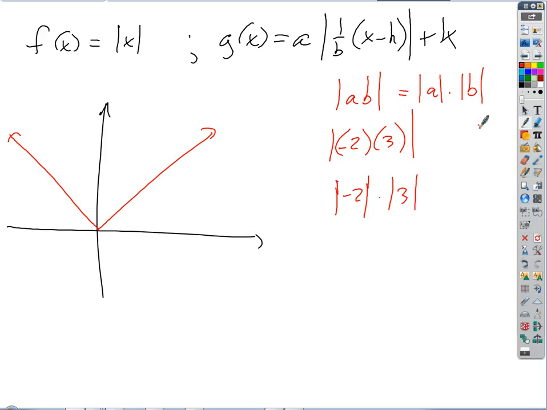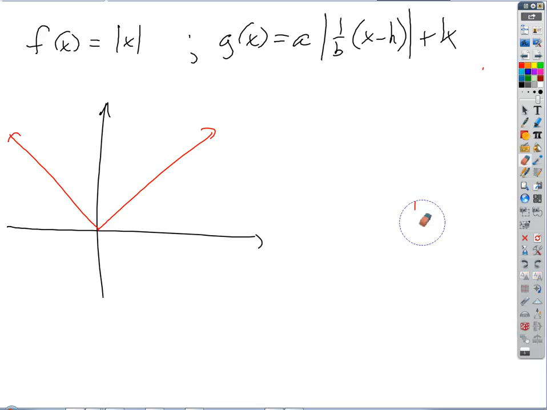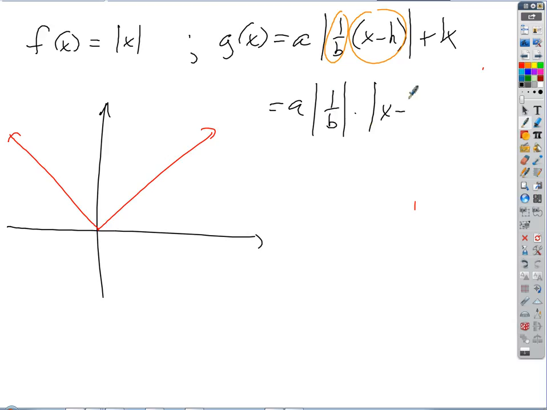So then up here in my function, look what I can do. If I'm taking the absolute value, Dante, how many things am I taking the absolute value of? 2. Oh gosh, I've got this thing, and I've got that thing, right? So I could just split them into separate absolute values and get a times the absolute value of 1 over b times the absolute value of x minus h plus k.